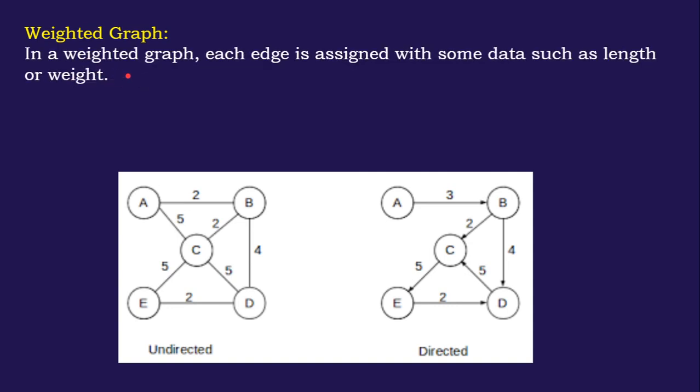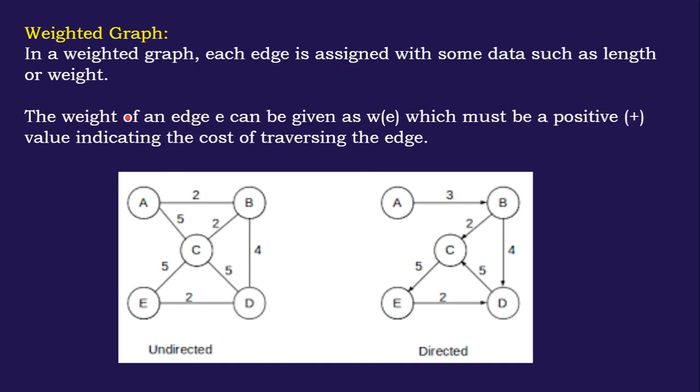The definition is, in a weighted graph, each edge is assigned some data such as length or weight or time. Any other unit can be attached. The weight of an edge can be given as W of E, which must be a positive number value indicating the cost of traversing the edge. The weighted graph can also be applied to both directed and undirected graphs.